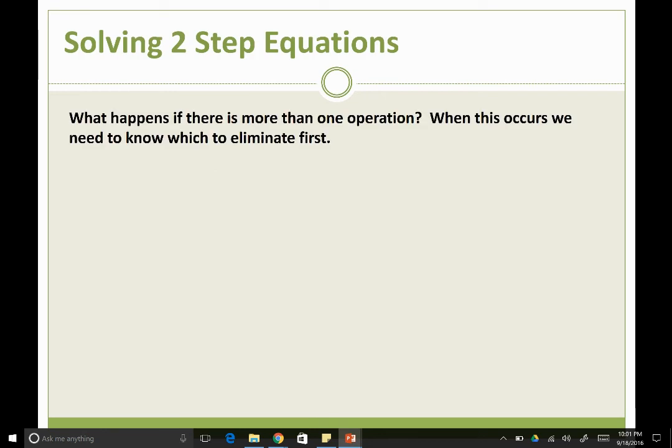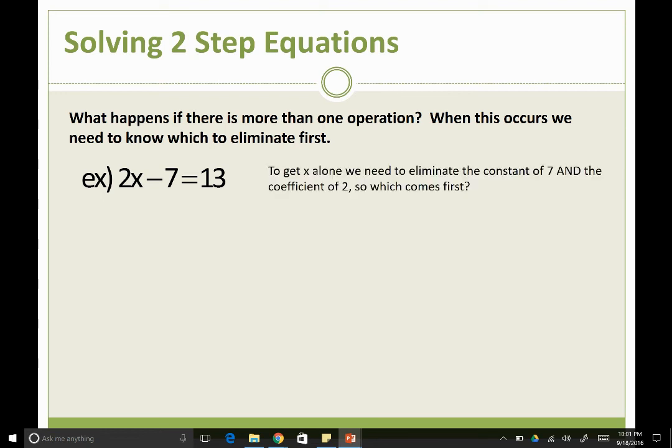So what happens when there is more than one number or value that we have to cancel out, that we have to eliminate to get our variable alone? So let's look at this example. We have a minus 7, so we have a constant of negative 7, and then we have a coefficient of 2, multiplication of 2 times x. So how do we get rid of the 2 and the negative 7?